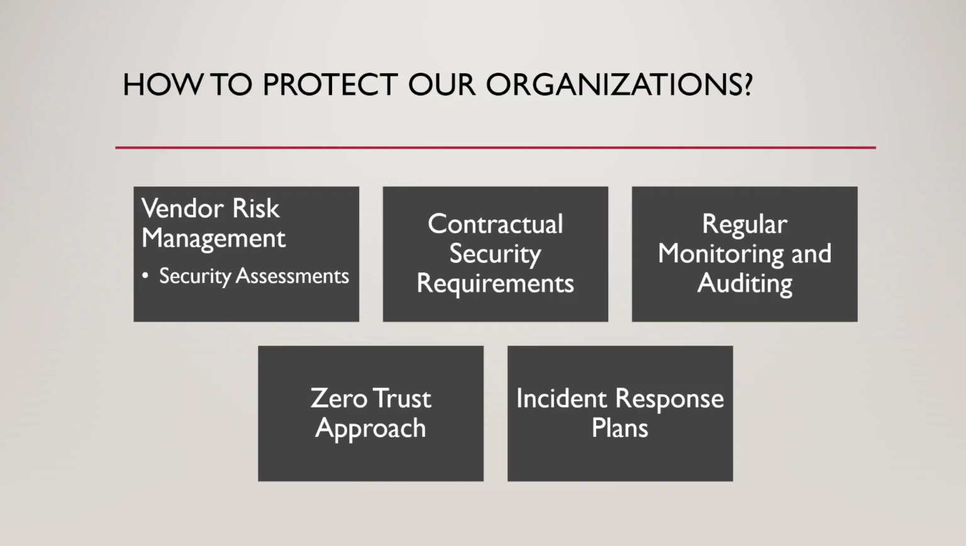We can start implementing a zero trust model where no system, user, or even vendor can be trusted to help prevent supply chain attacks. Implementing access controls and network segmentation will help us limit any damage that could occur from a compromised vendor. And then lastly, we need to make sure that our incident response plans are very robust. That includes procedures for responding to supply chain attacks.